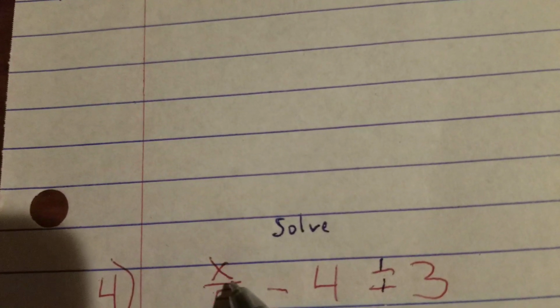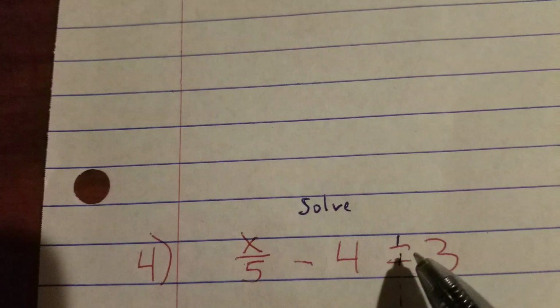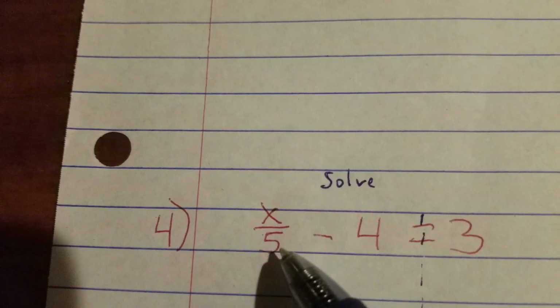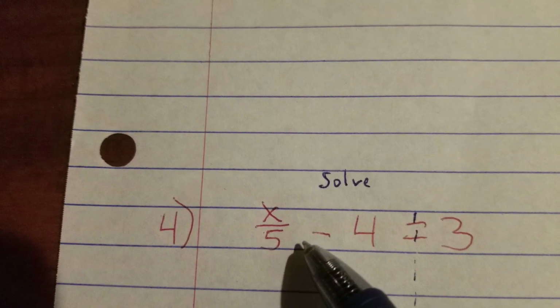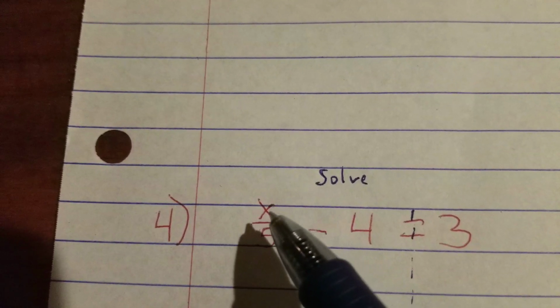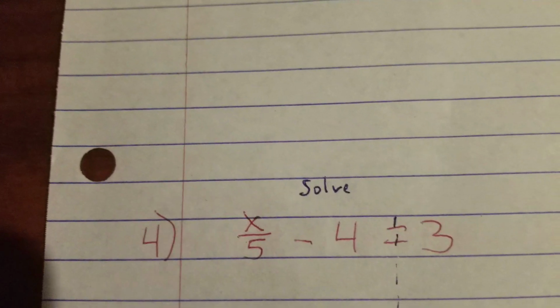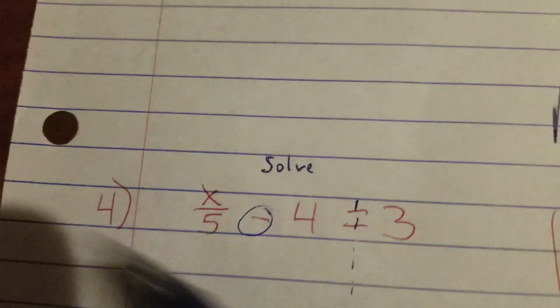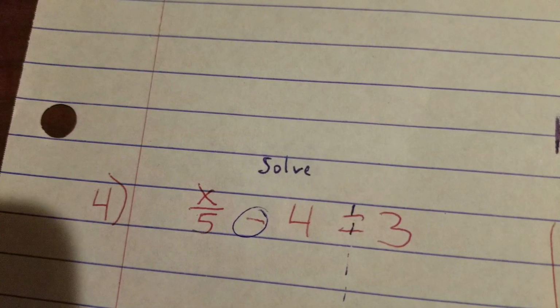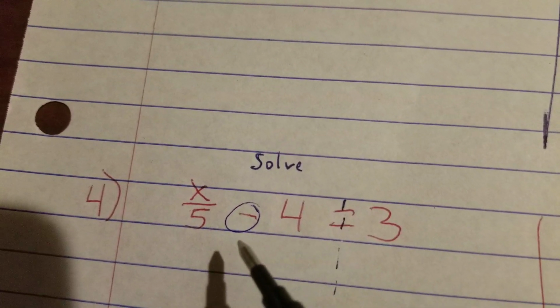Okay, so we have x over 5 minus 4 equals 3. Remember, this is x divided by 5. X divided by 5. Cool. So we're going to start with the division, right? Nope. Thank you. I'm glad you were listening. Always start with the subtraction or the multiplication. So, I'm sorry, the subtraction or the addition.